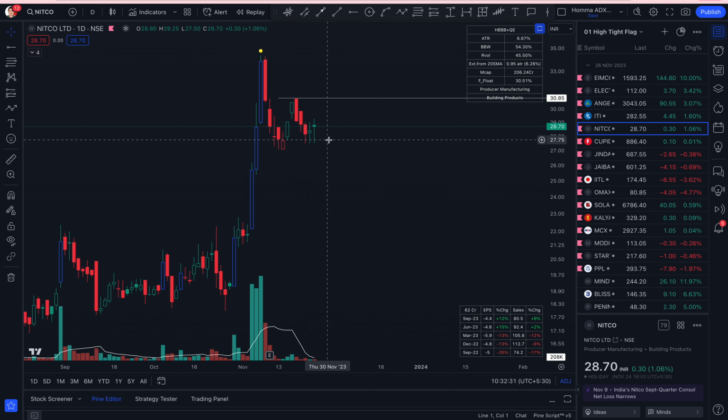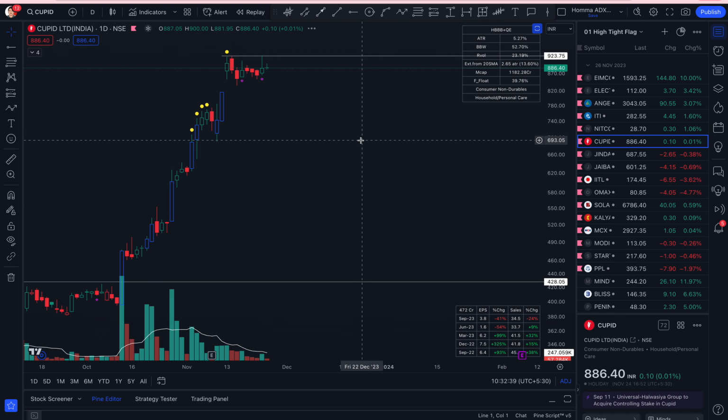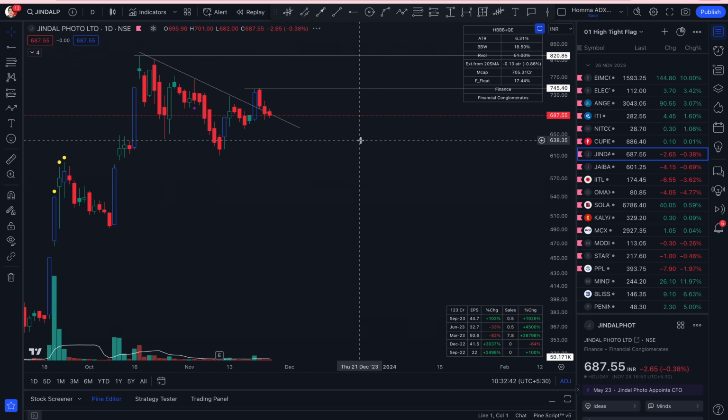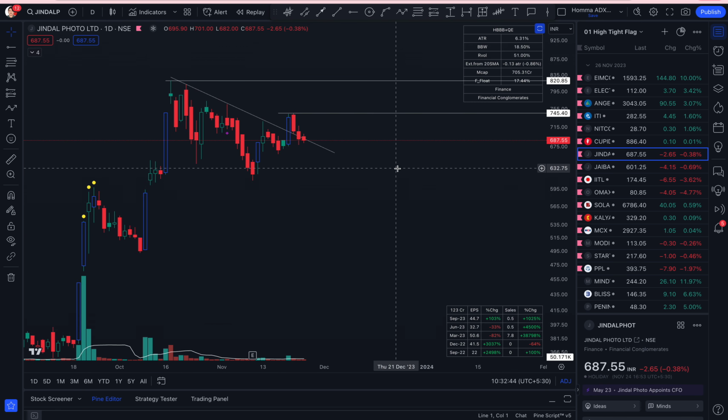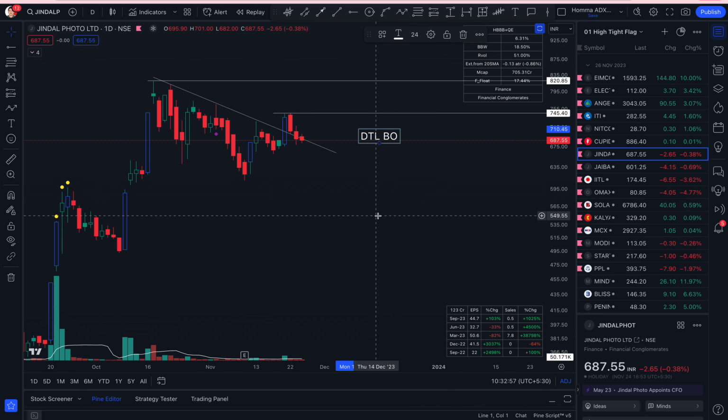So let's say if a tight range builds up around this pivot, that would be an O'Neill pivot. Sorry, cheat pivot, right? So there is another entry called a DTL breakout entry. What is DTL breakout entry? So DTL stands for downtrend line, and DTL breakout entry means a breakout of the downtrending line.